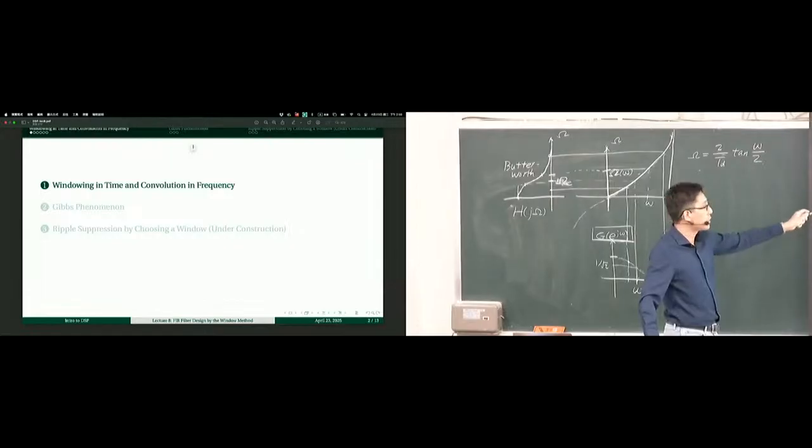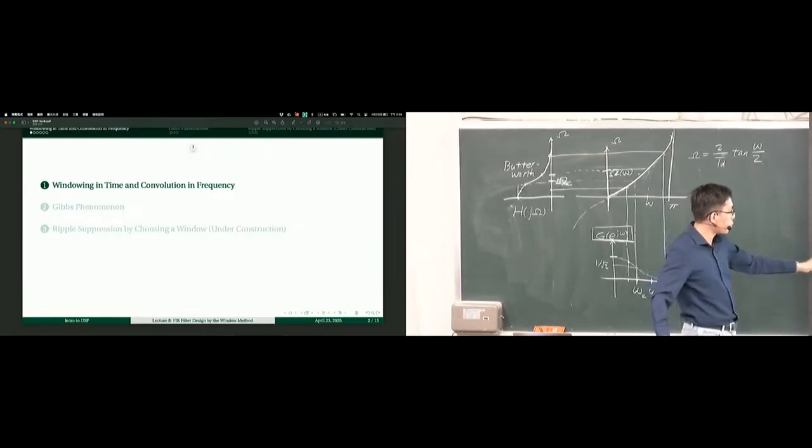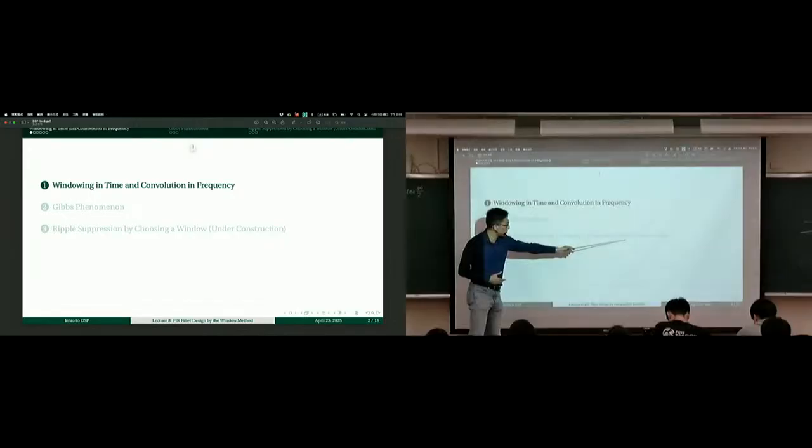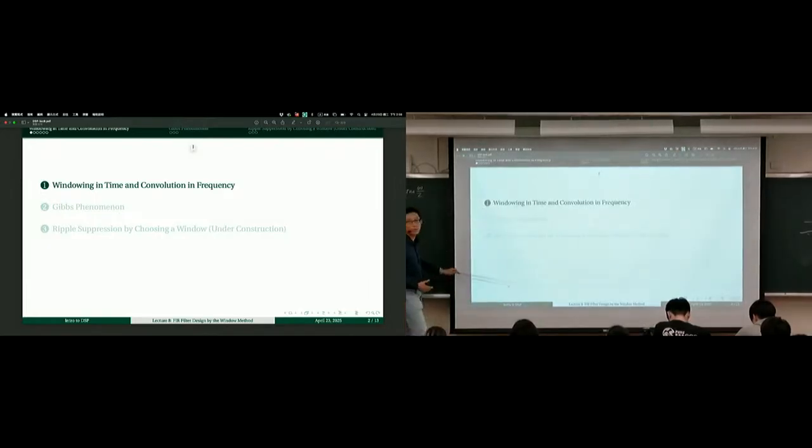We'll see that in the design process, we'll encounter Gibbs phenomenon. Unfortunately, Gibbs phenomenon gives us some limitation. It causes a ripple that cannot be suppressed. In order to suppress the ripples, we need to carefully choose a window that does the job. I apologize that the handout is still under construction, but here is the outline already.